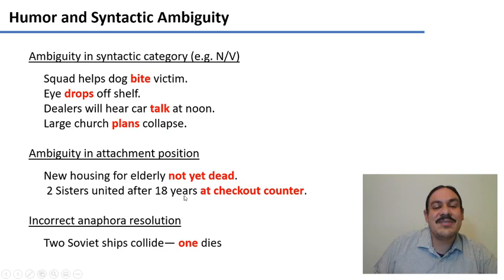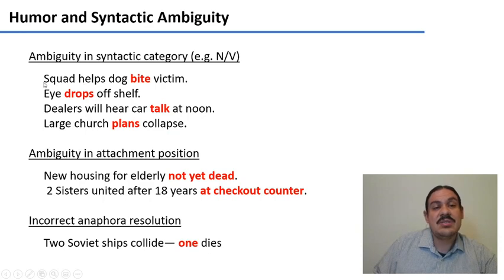Two sisters united after 18 years at checkout counter. So where does the phrase at checkout counter go? Does it describe the 18 years? Or does it describe united? Here we have syntactic ambiguity because the phrase can be either a noun or a verb. It can have more than one category.